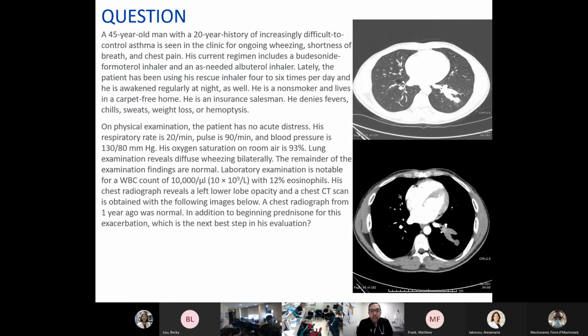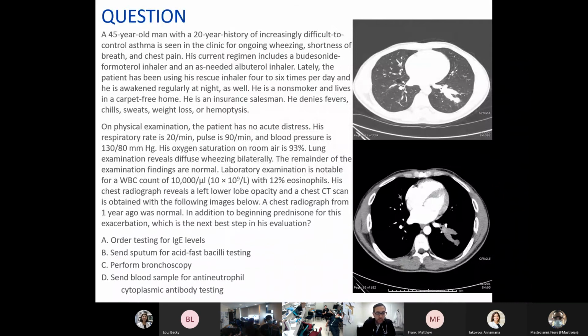On physical exam, he's in no acute distress. Respiratory rate is 20, heart rate's 90, blood pressure is normal, oxygen saturation 93%. He has diffuse wheezing, and his white count is 10,000 with 12% eosinophils. And his chest X-ray shows a left lower lobe opacity and the CT, like we just discussed. So the diagnosis here we all know. In addition to beginning prednisone for this exacerbation, what is the next best step in his evaluation? Order testing for IgE, send sputum for AFB, perform bronchoscopy, or send blood sample for ANCA.